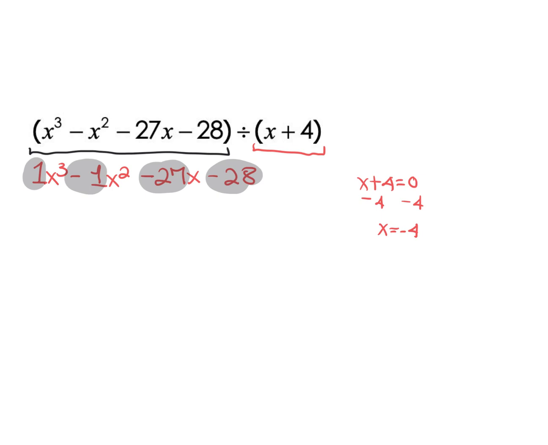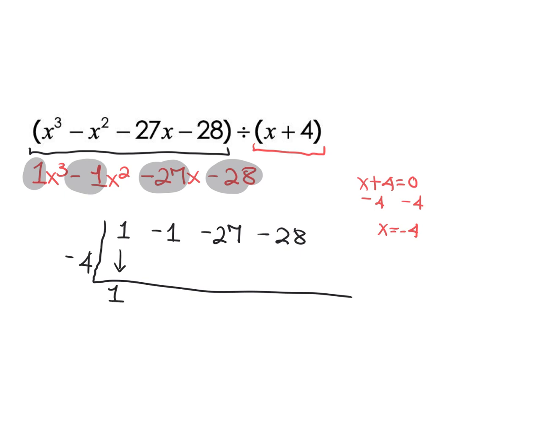So now you set up your coefficients in order, and then we're going to use synthetic division on them. You write it like this, just the coefficients, and then you write negative 4 here. You bring 1 down, and then you multiply negative 4 by 1, and it becomes negative 4. Now we do negative 1 plus negative 4, that's negative 5. Negative 4 times negative 5 is positive 20. Negative 27 plus 20 is negative 7, and then negative 4 times negative 7 is positive 28, and you add these together.